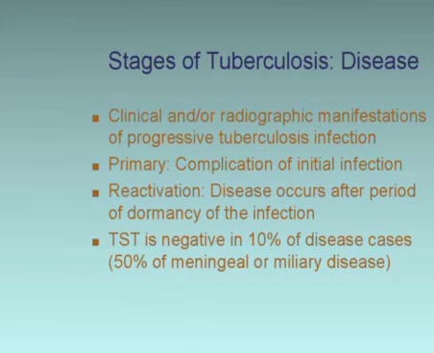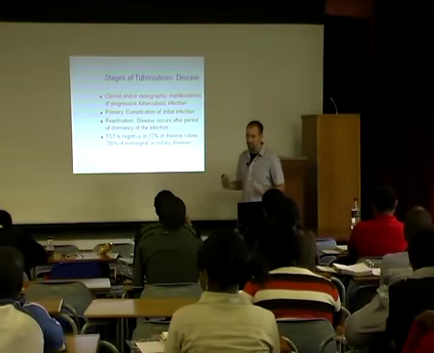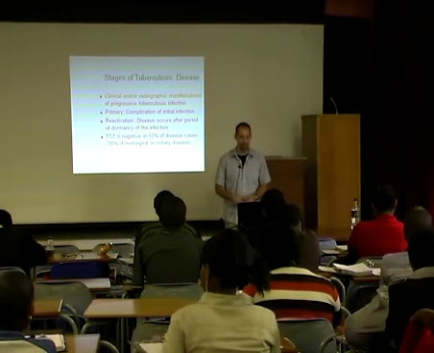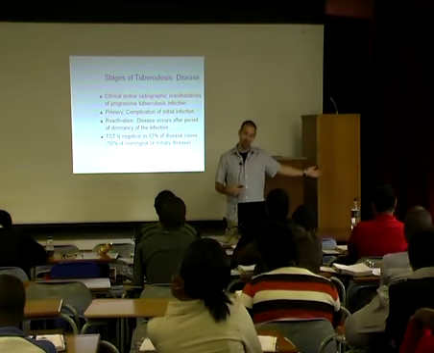And then disease. Disease occurs when there's clinical progression or radiologic manifestations of TB infection. So these are patients who are coughing. These are patients who are losing weight. These are children who are developing lymph nodes, developing meningitis, developing pleural effusions, pericardial effusions, having TB of the abdomen. All of these signs and symptoms are starting to come out. These are people who are diseased with TB.